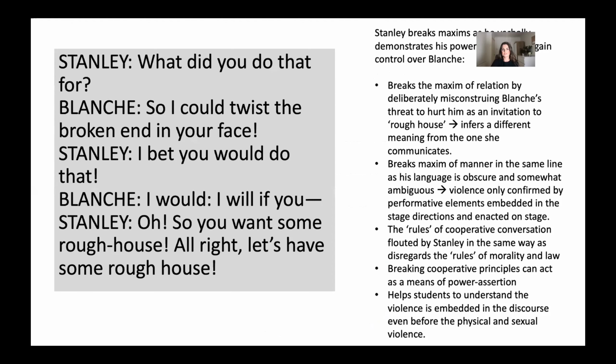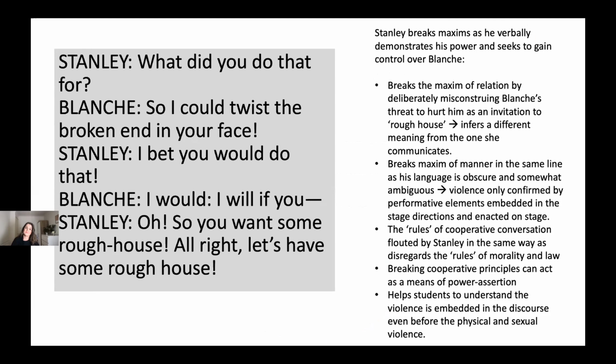So here's an example then from an exchange between Stanley and Blanche this time. So here, I'm just going to move this over so we can see. So here Stanley in the exchange then says to Blanche, "What did you do that for, Blanche?" "So I could twist the broken end in your face." Stanley, "I bet you would do that." Blanche, "I would, I will if you..." Stanley, "Oh, so you want some roughhouse? All right, let's have some roughhouse."